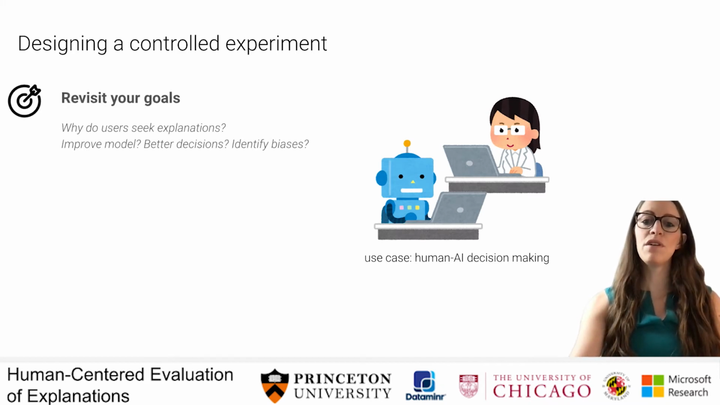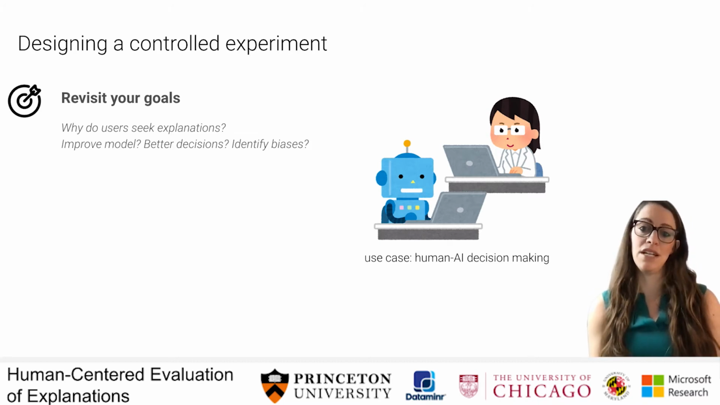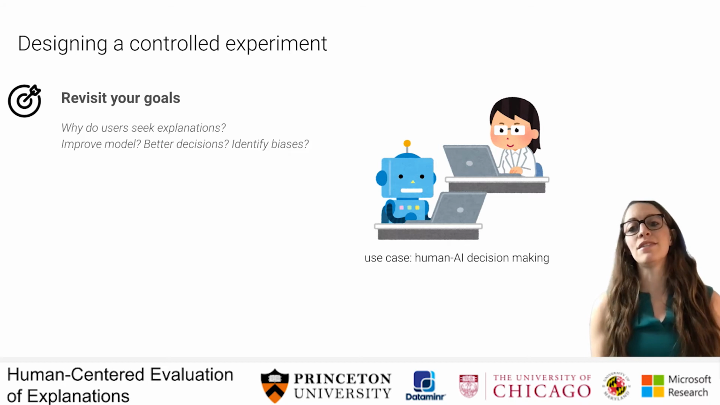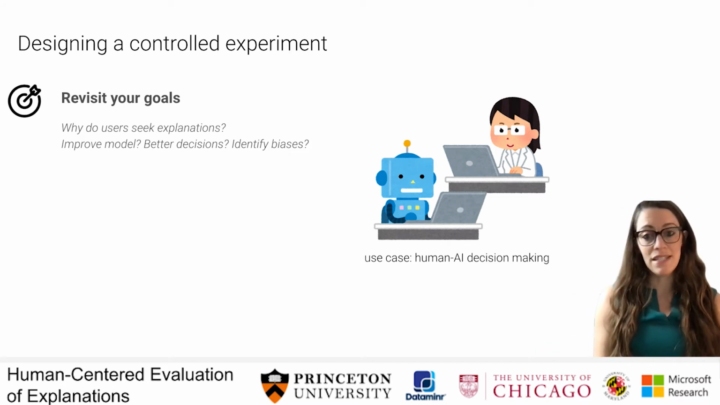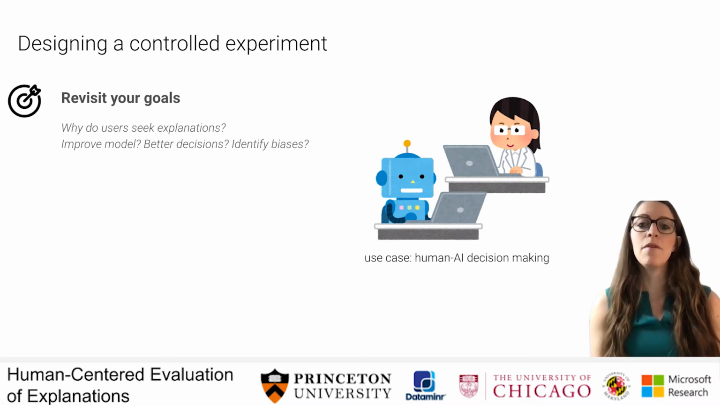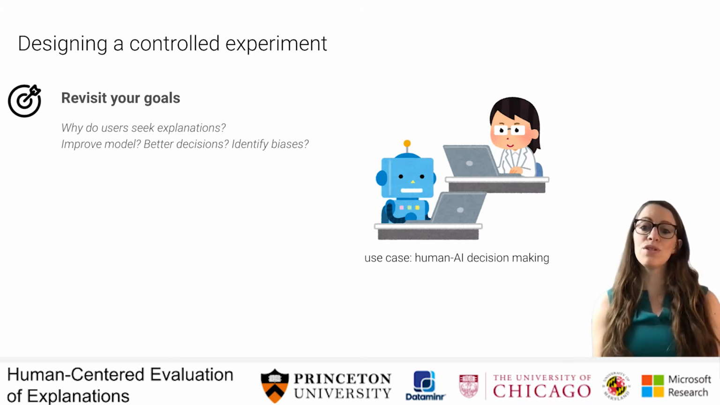So first, you'll revisit your goals. For your explanation use case, what are users' objectives? Why do users need explanations for those objectives? Is it so they can provide feedback to improve the model, or to make better decisions aided by the AI for a task? Or perhaps it's to assess fairness or bias. So from our example before, our goal is to improve users' decision-making performance.